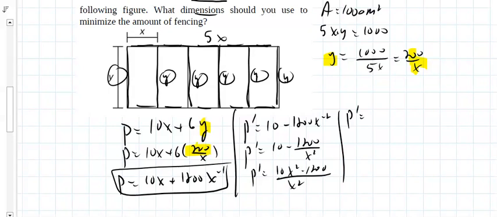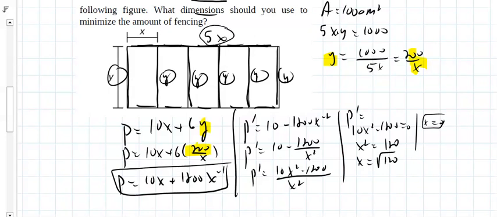P prime equals 0 when 10x squared minus 1200 equals 0, or simply x squared equals 1200 divided by 10, 120. x is the square root of 120. Now, denominator equals 0 is useless because if you want to make the smallest pen or minimize it, just don't make it. That's what 0 means.